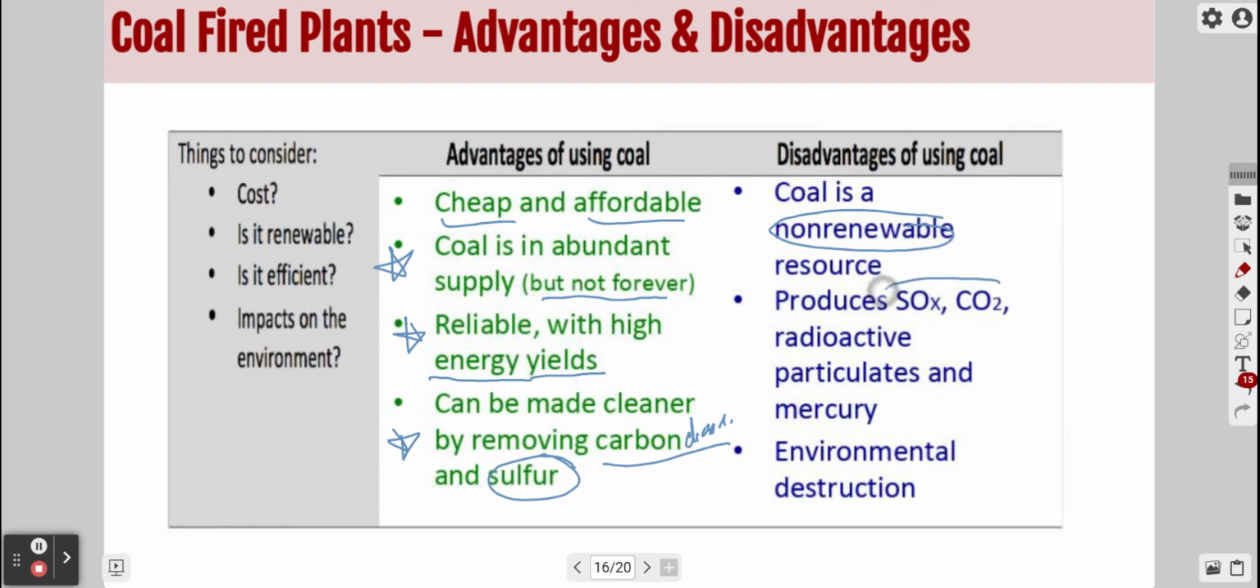It also produces sulfur dioxide, carbon dioxide, and sulfur monoxides, which we know cause acid rain. Remember that from back in chapter B. There can also be some radioactive particles and mercury released as well. And we know it's going to cause environmental destruction, as you're not only mining that coal, but also as we release carbon dioxide, we are getting that greenhouse effect that is being caused. Okay.